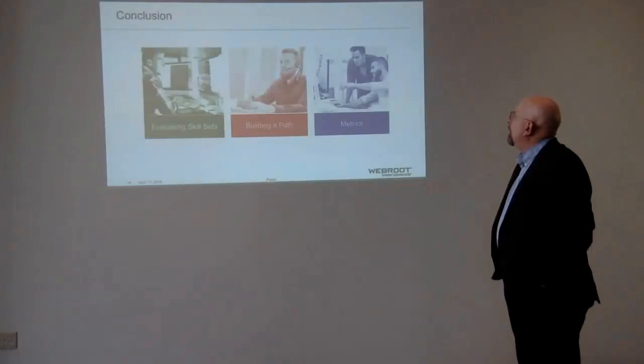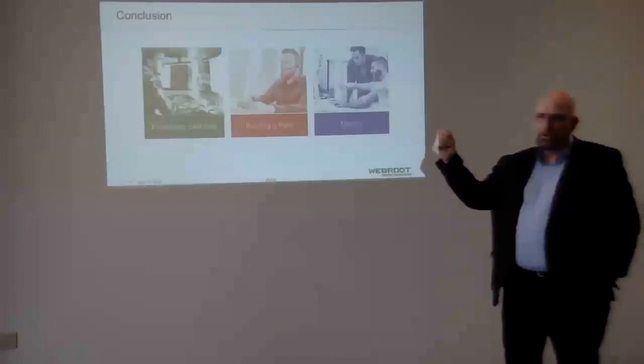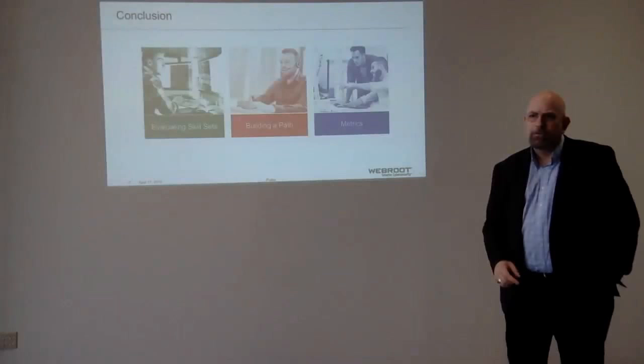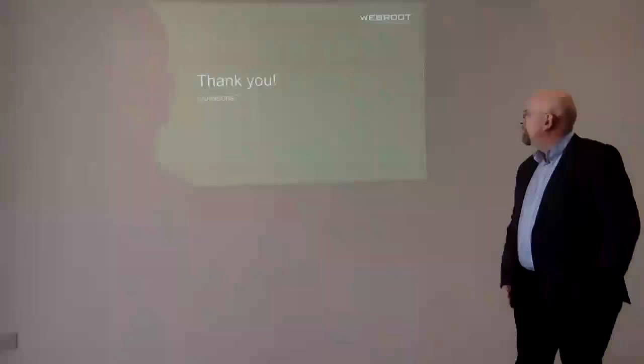Basically it's three pieces. You evaluate your current state, where you're at and what you're going to need. You build a path and put together a training program, so you start giving your teams a chance to grow. And then with the metrics piece, you measure it afterwards and see how well you're doing and if you need to make shifts. It's basically three pieces. And no, it doesn't take a couple weeks. This does take a while to put in place. Next slide. I think that's it.